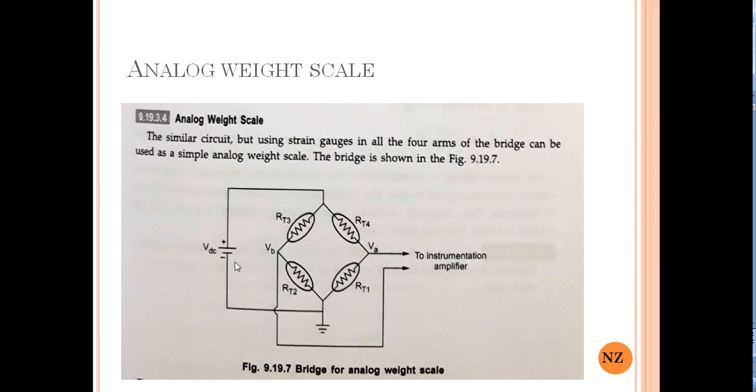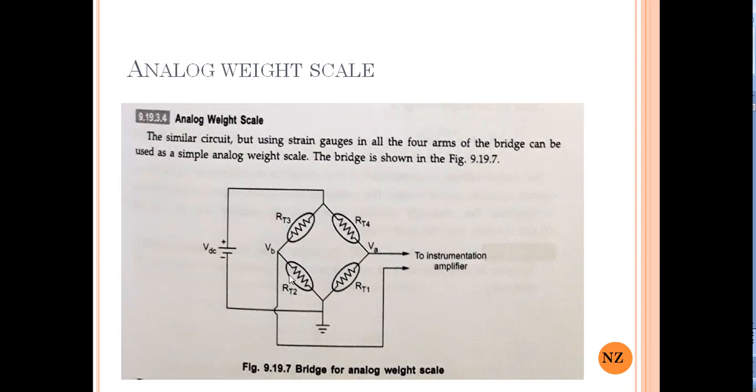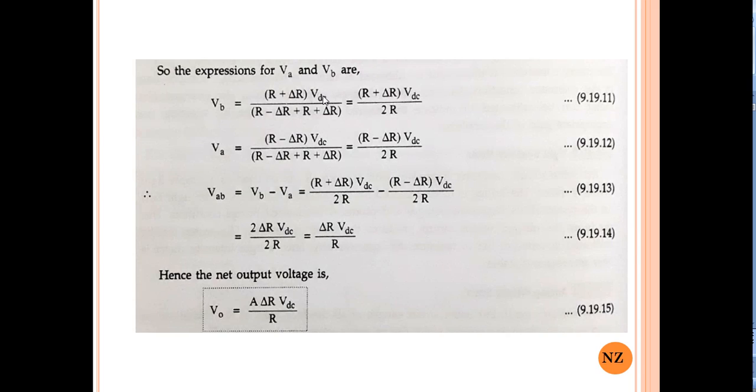We will apply a voltage divider rule here. So what is the value of VB? VB will be equal to RT2, correct? You can see here VB will be equal to RT2. This is nothing but RT2, that is the increased value, R plus delta R. Okay, so RT2 increases, correct? So R plus delta R divided by the total resistance, that is RT3 and RT2, into VDC. So you have into VDC and divided by the total resistance in that particular branch.